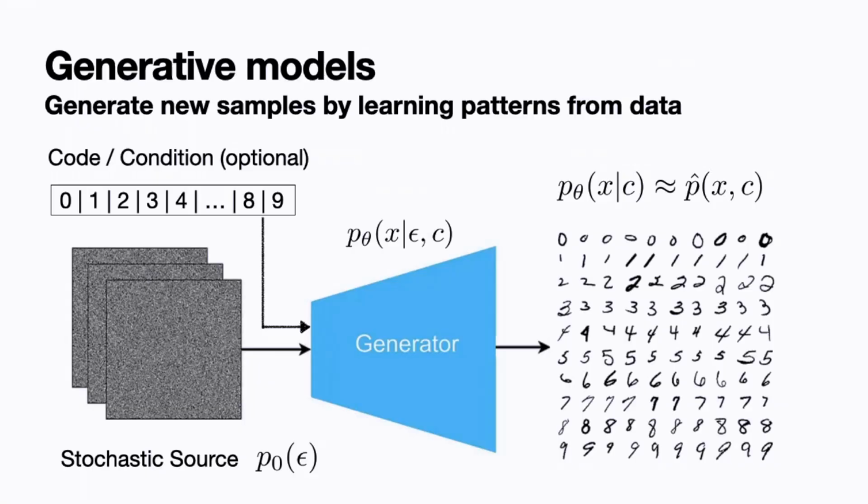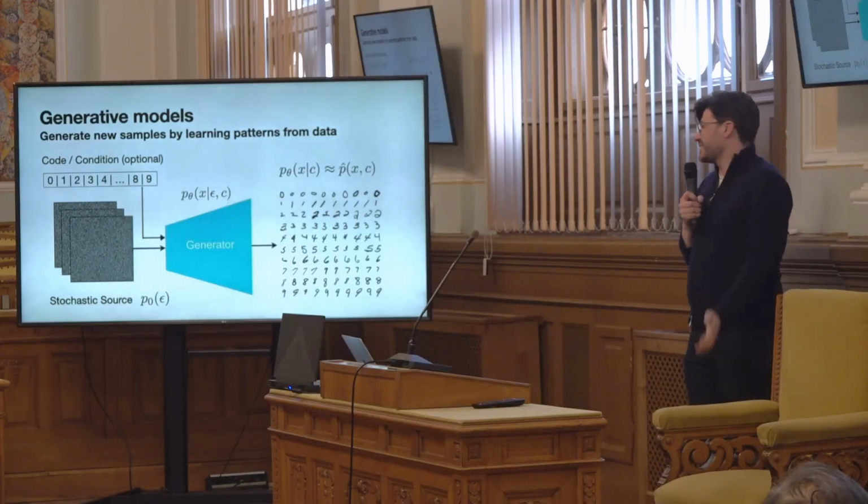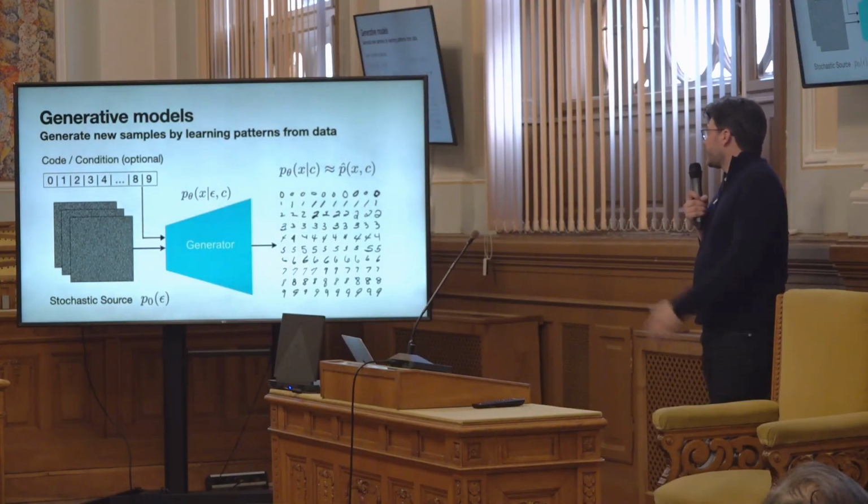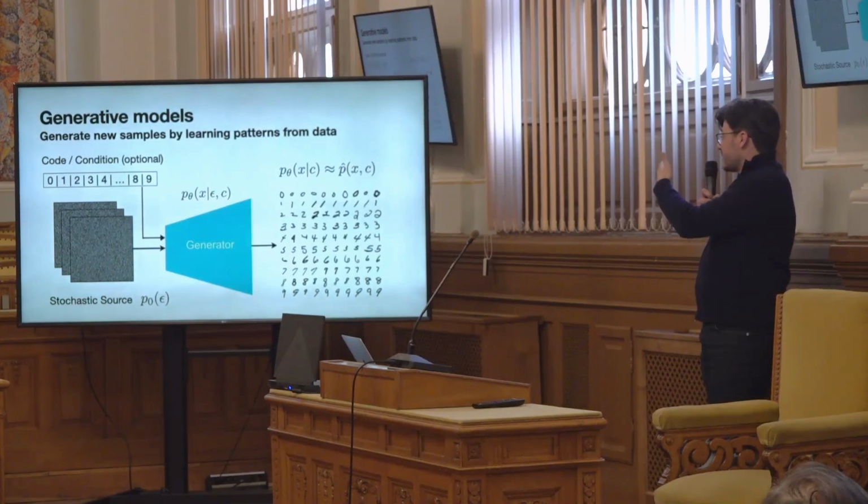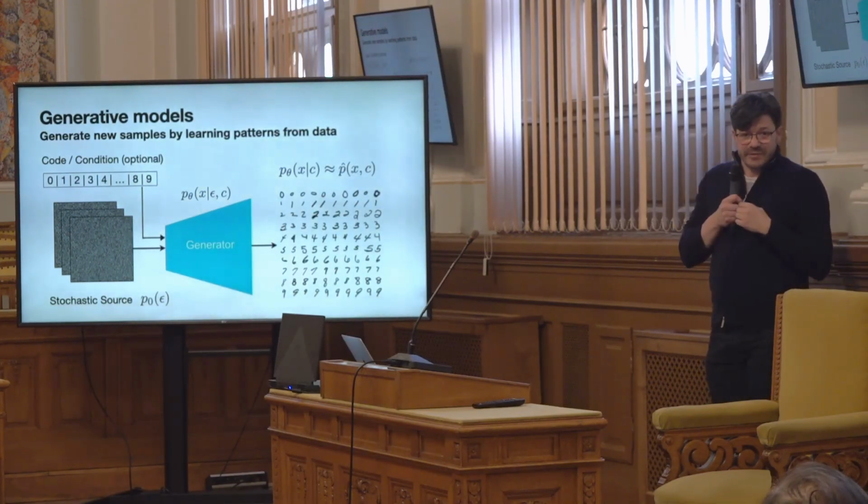What is the goal? What are generative models? Generative models are basically some sort of mathematical function that takes a code, a condition, adds some stochastic source, and generates something. For example, in this case, the digits. We have, for example, Gaussian noise, and we put it into this generator together with the digit that we want to generate. The generator is just a function or a neural network, whatever it is, a universal approximator. And then basically we want to generate samples that are similar to the data we have seen.